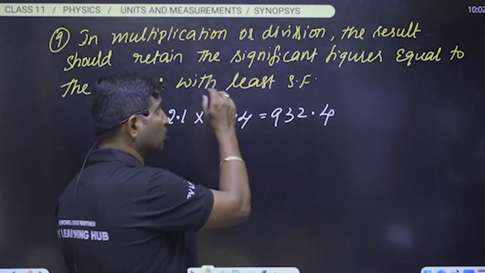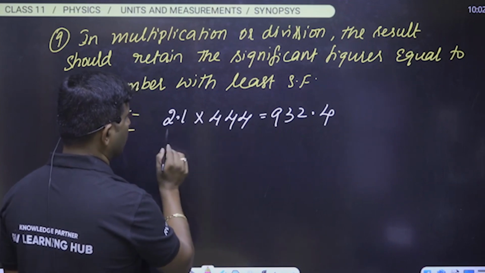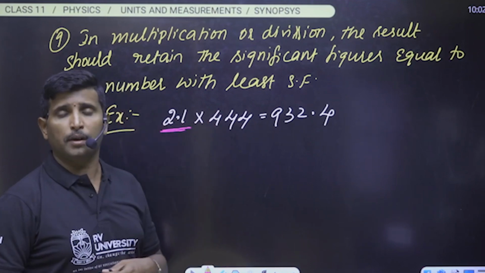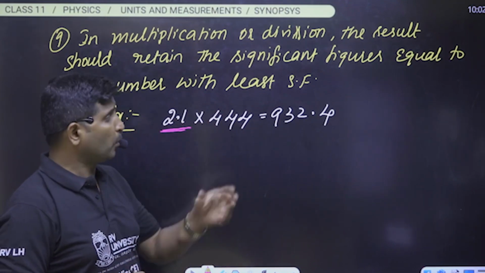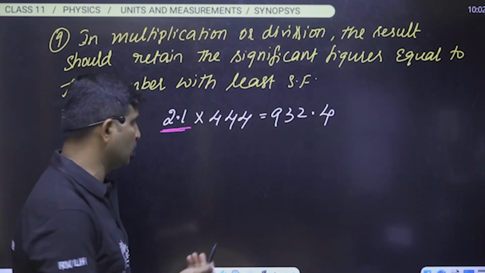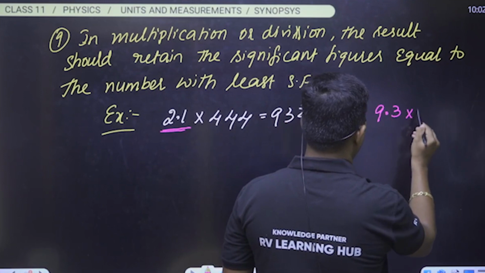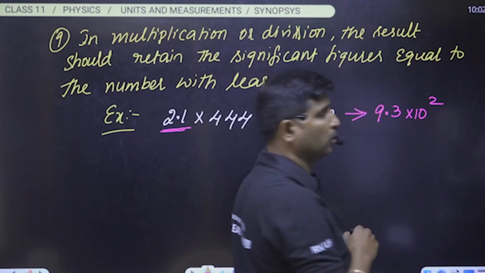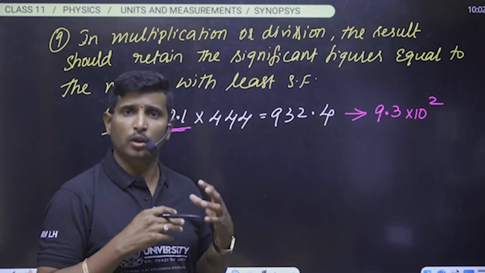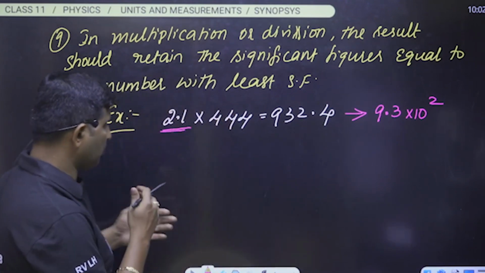For that, I have to remember this rule. What is that rule here? We have to concentrate on the given numbers having the least significant figures. Among the two given numbers, 2.1 has only two significant figures. Then we have to express this value up to only two significant figures. So please observe that we can write this value as 9.3 into 10 to the power of 2. Is it right? Like that, we have to remember and understand the rule to identify the significant figures. These are the points which we have to learn.